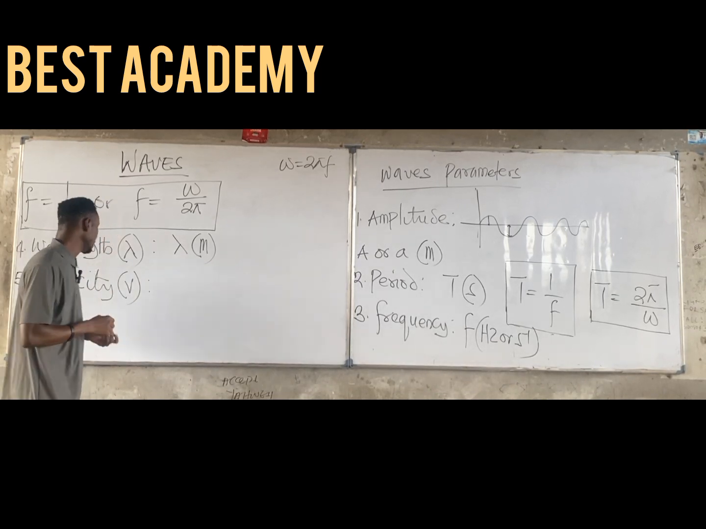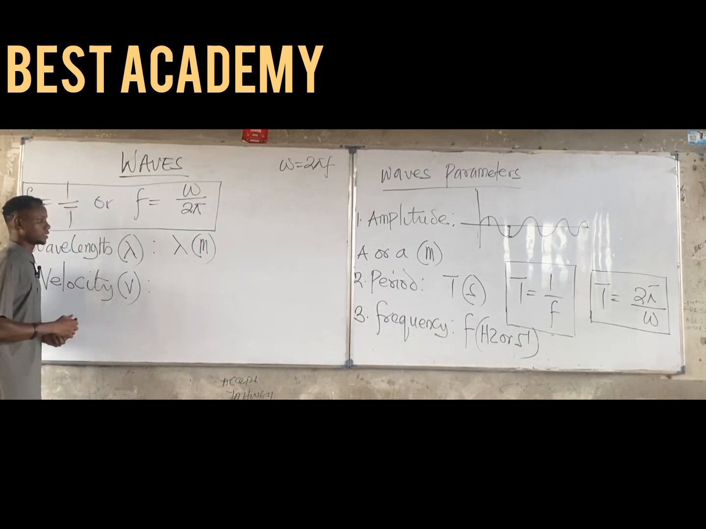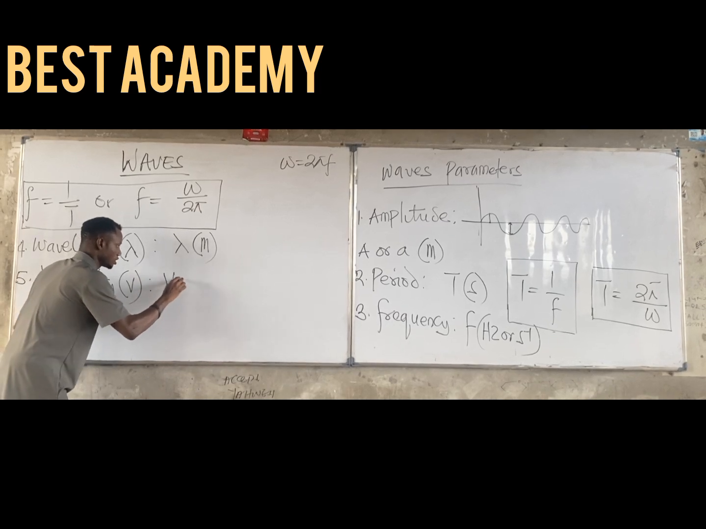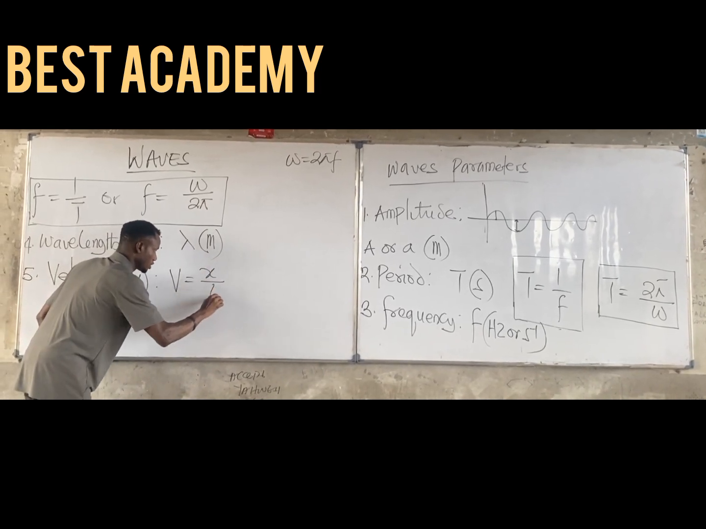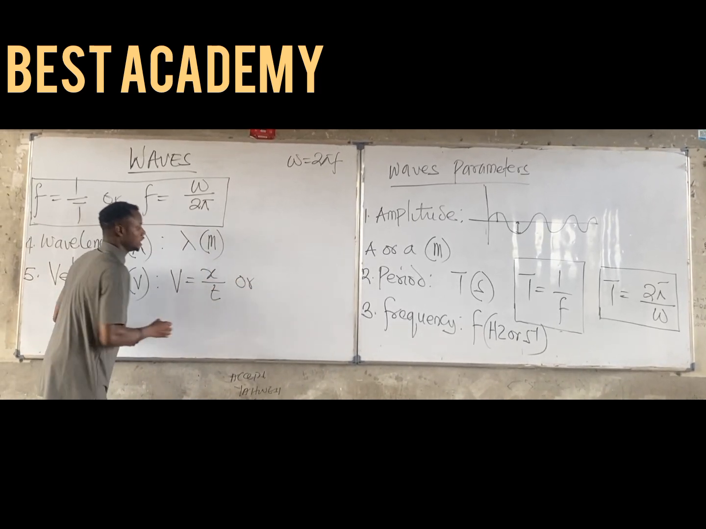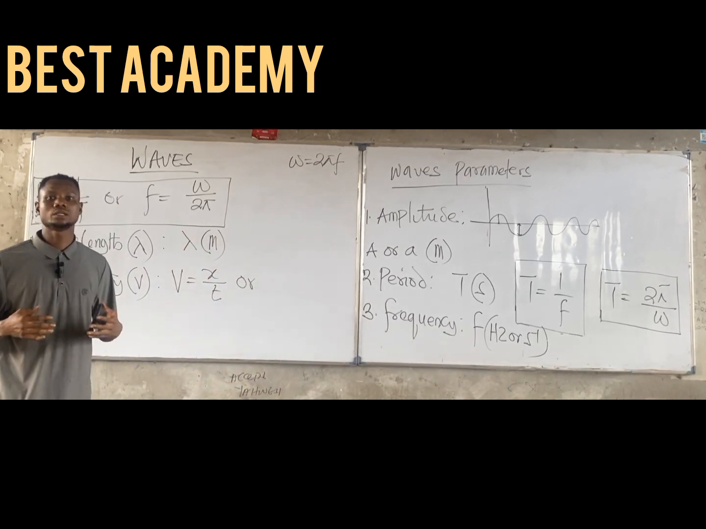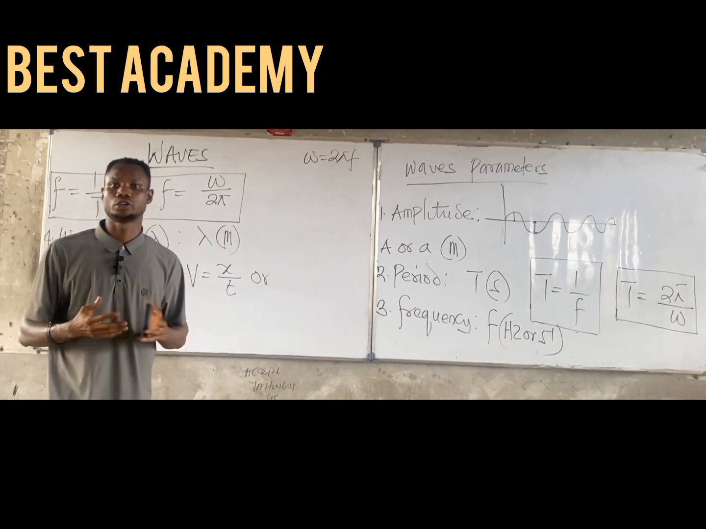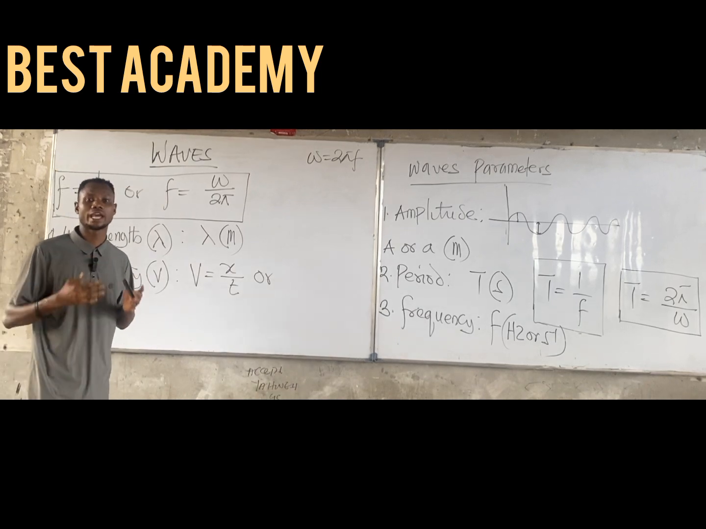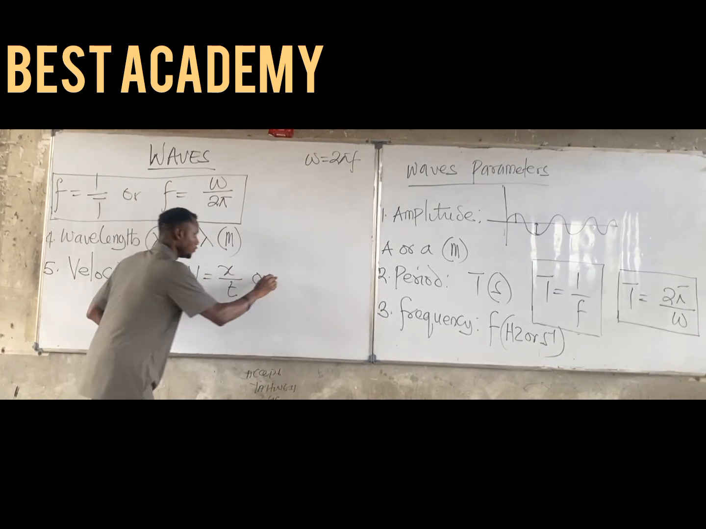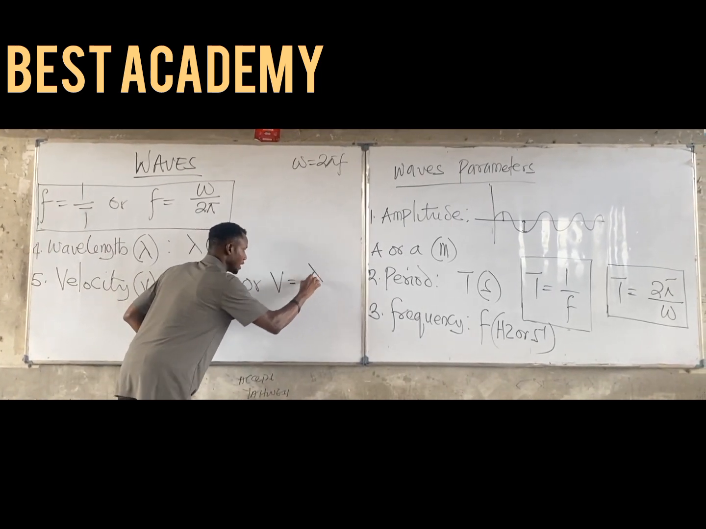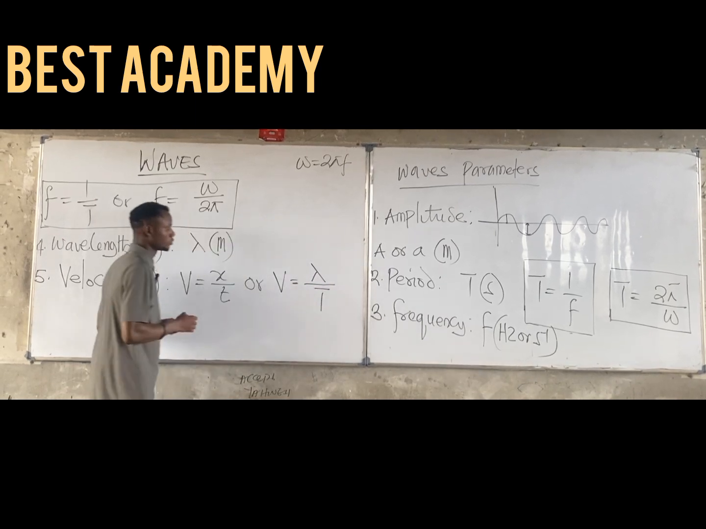Now, velocity is the rate of displacement. It can be written as v is equal to x over t. Or velocity in terms of wave can also be expressed as wavelength per unit period. Please take note. That means v is equal to lambda over T. Please take note.